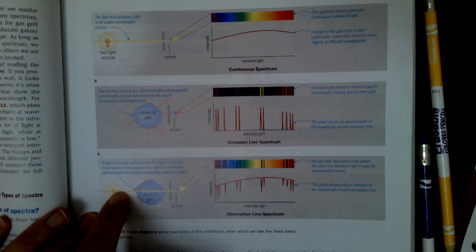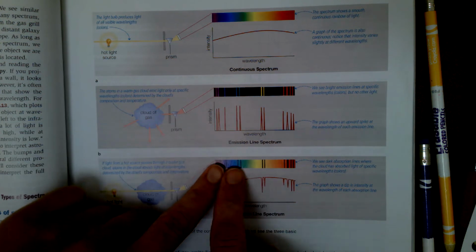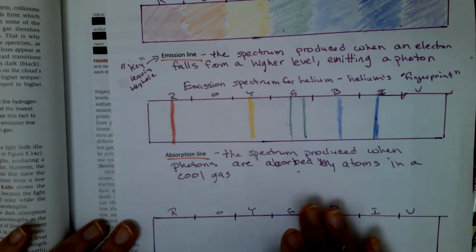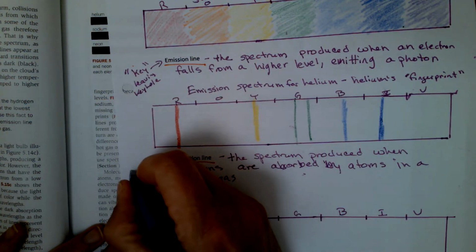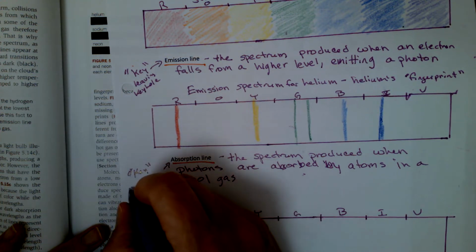Basically, you have that continuous spectrum going through the cloud of gas, and that cloud of gas is only absorbing certain parts of the spectrum. So in this case, this is the key leaving the keyhole. This is the key entering the keyhole. And a key, once again, being that energy level.